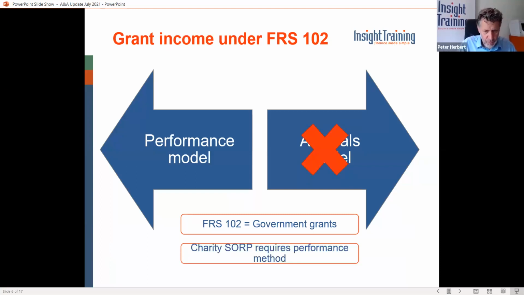You've got to use the performance model, which basically means that you will bring grant income into your P&L, into your SOFA, when you meet the relevant criteria of entitlement, probability of the monies crystallizing, and measurability. And whether it's charities generally or academies specifically, it does always leave people feeling that income is being brought in earlier than you might think it ought to be.